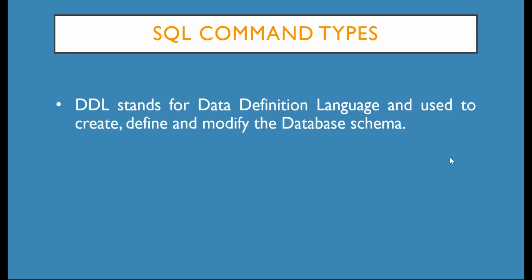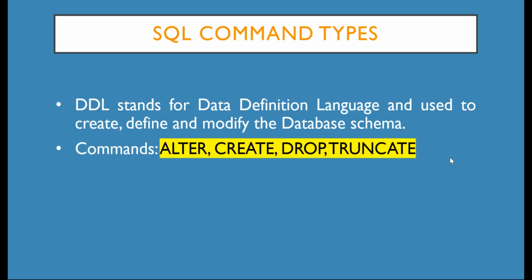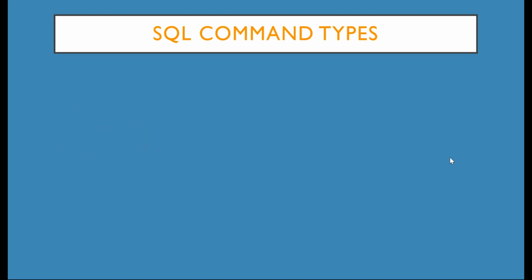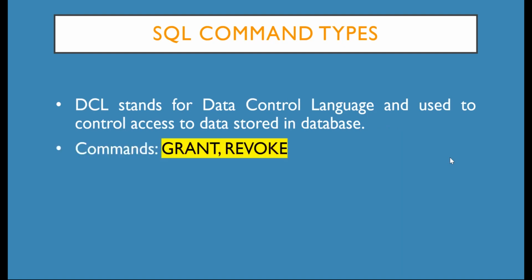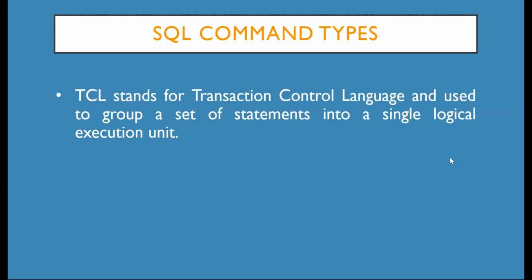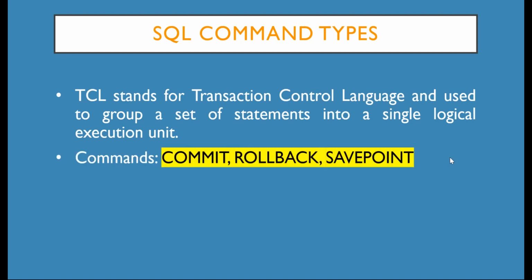The DDL stands for Data Definition Language and is used to create, define, and modify the database schema. The commands we have are alter, create, drop, and truncate. The DCL stands for Data Control Language and is used to control access to data stored in the database. For the commands we have the grant and the revoke. Finally, we have the TCL, which stands for Transaction Control Language and is used to group a set of statements into a single logical execution unit. We have 3 different commands: the commit, rollback, and savepoint.